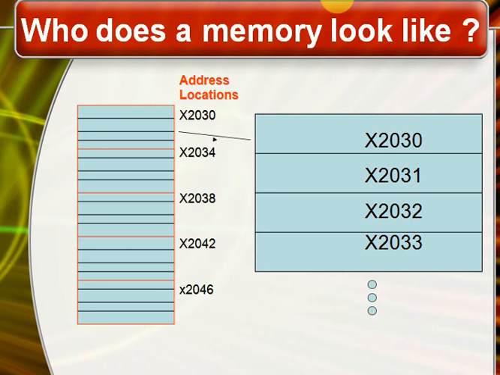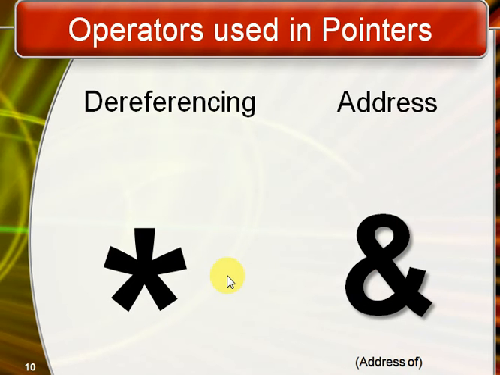What does memory look like? These are addresses of memory. That is the starting address, and after that is 2030. Then these 4 bytes have these addresses: 2030, 2031, 2032 and 2033. Now we discuss the operators used with pointers. These are two very important operators. The asterisk is called the dereferencing operator, and the ampersand symbol is used as the address operator.